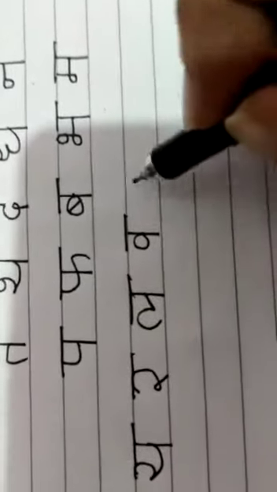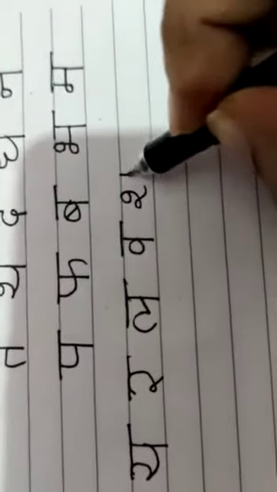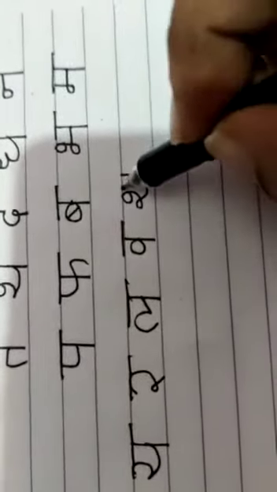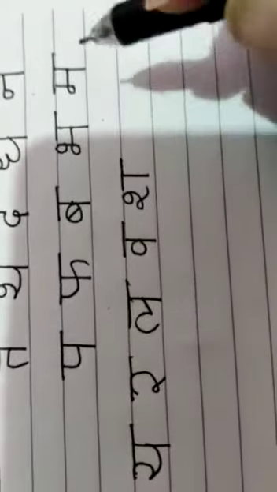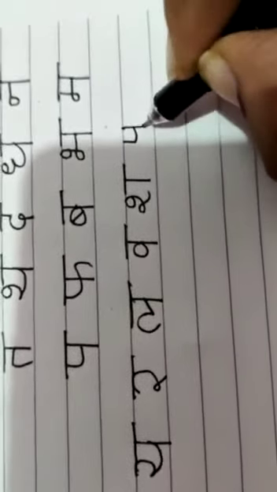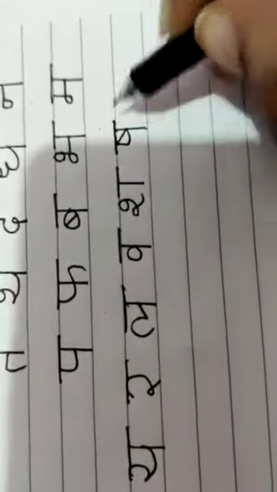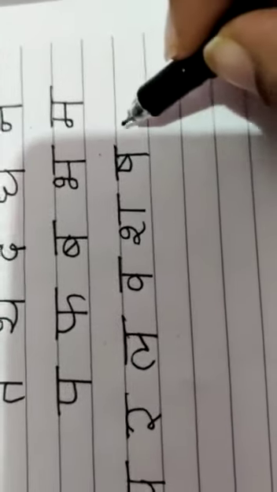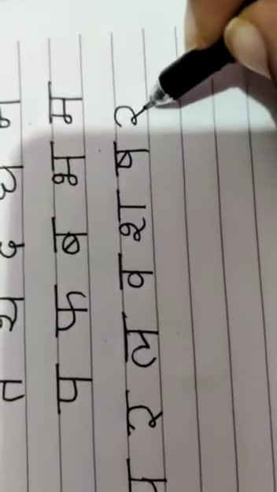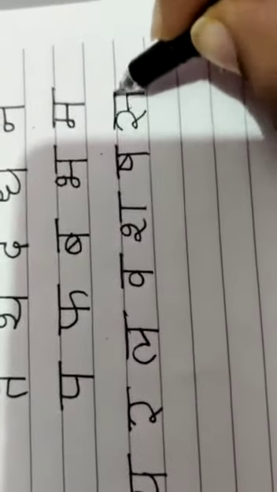V. Sh. Write like this. And standing line, make sure your upper sleeping line will not cross that circle. Let's write Sh. I'll write like P. And from here to here, I'll draw a slanting line, sleeping line over it. This is Sh. S. Like this. Standing line, sleeping line over.